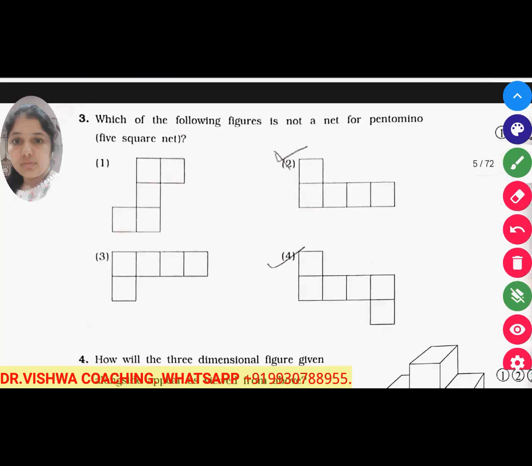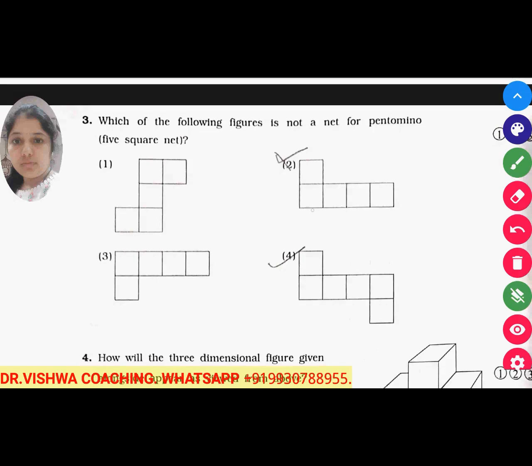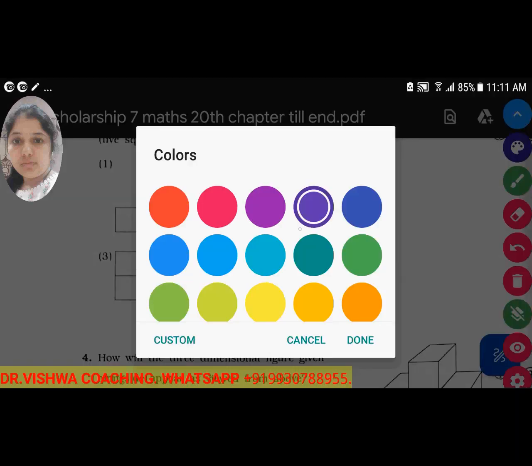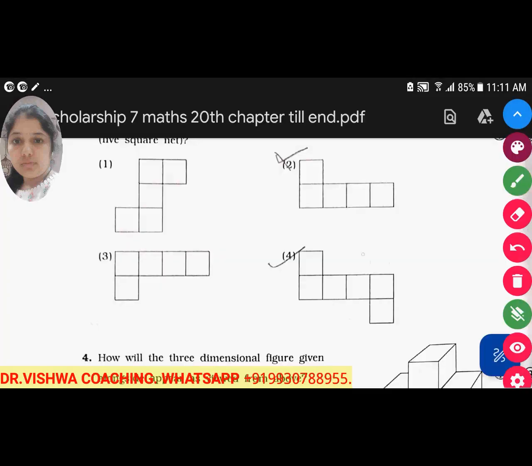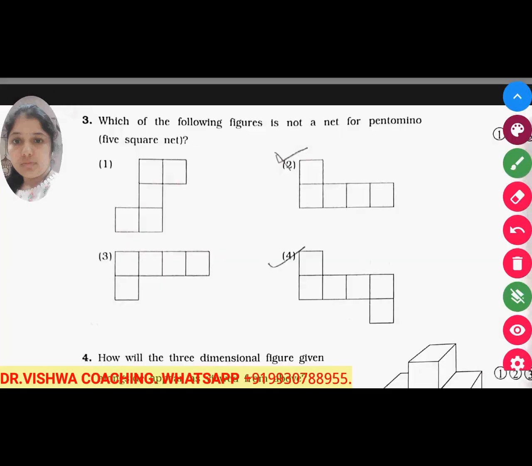Okay, now the next one: which of the following nets is not for a pentomino? A pentomino has an open box shape, so you all can know that it has only 5 surfaces. Okay, so count how many surfaces it has: 1 2 3 4 5.